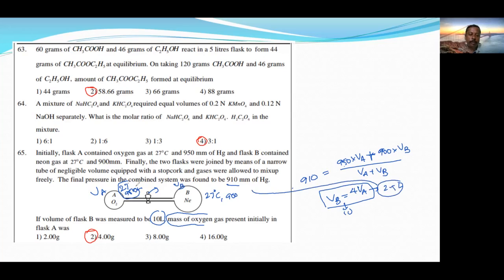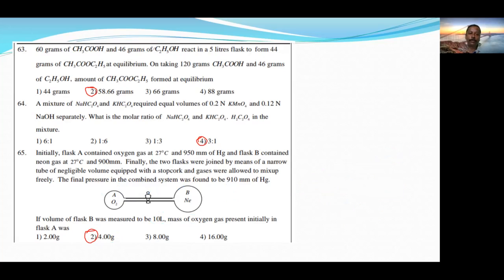In this 2.5 liter, we have the pressure, the volume, and the temperature. By substituting in PV equals nRT, you will get the moles, and by using the moles, you will get the mass. I simplified and got 4 grams. You may get something else; you can try. Now let's see the next question.